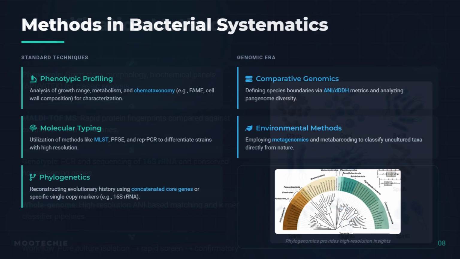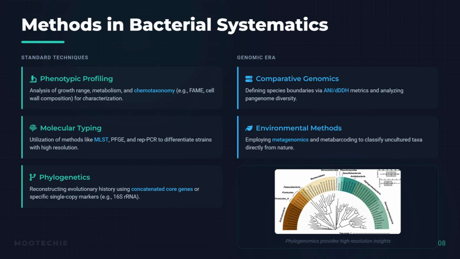Methods in bacterial systematics. Let's dive deeper into the standard and modern techniques that power bacterial systematics. First, phenotypic profiling analyzes growth range, metabolism, and chemotaxonomy like fatty acid methyl ester analysis or cell wall composition. This builds a detailed profile of the bacteria's physical and chemical characteristics. Second, molecular typing uses methods like MLST, PFGE, and REP-PCR to differentiate strains with high resolution. These are specialized DNA-based techniques that can tell apart even very closely related bacterial strains, crucial for tracking infections.